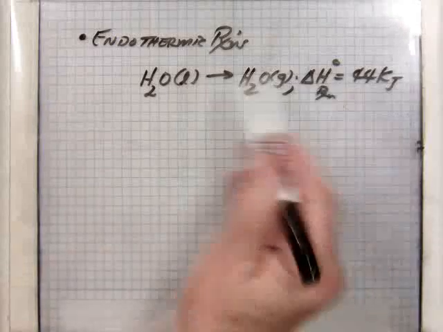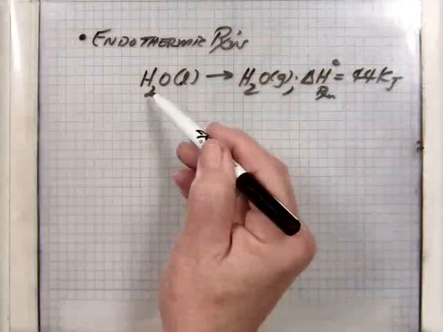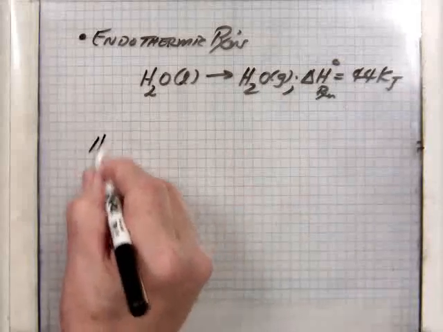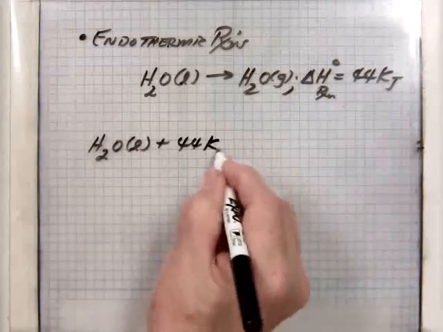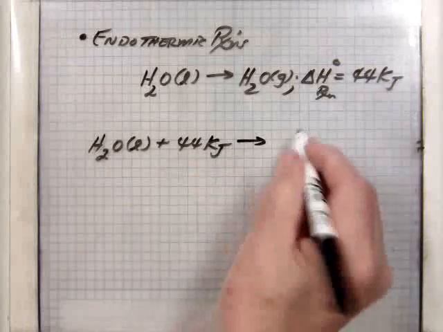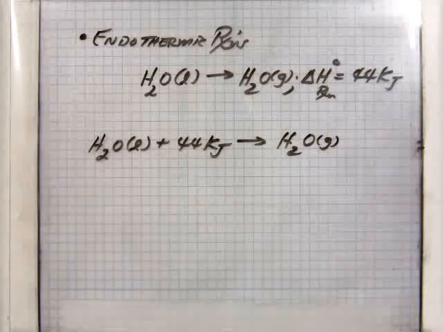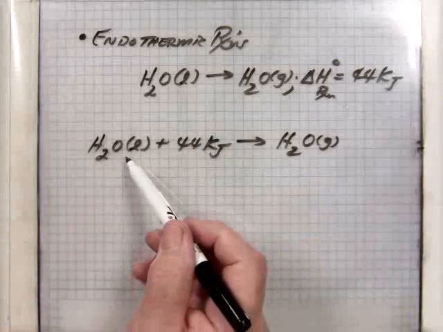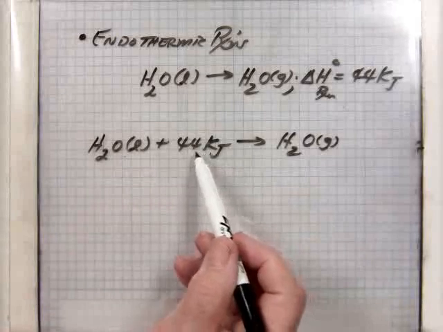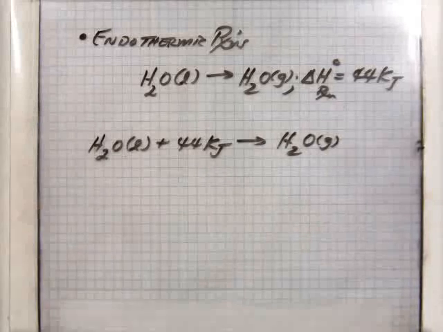Now, when we incorporate the energy number into the equation as an endothermic, we must put that on the reactant side. So the equation that incorporates the energy number would put it on the reactant side like this, and show the production of 1 mole of water vapor. So in its interpretation, it says 1 mole of liquid water absorbs 44 kilojoules and converts the 1 mole of water into vapor phase.